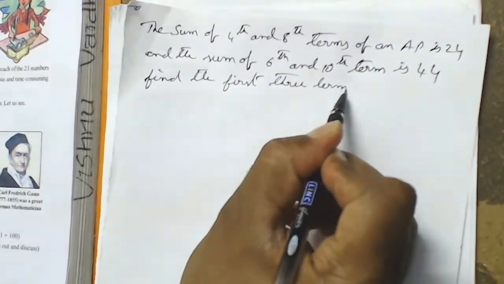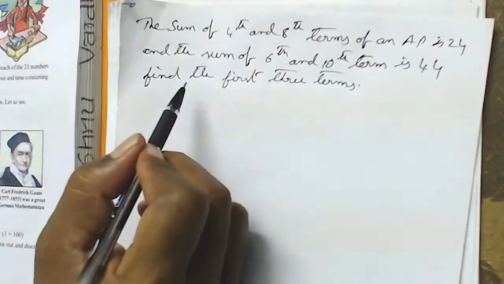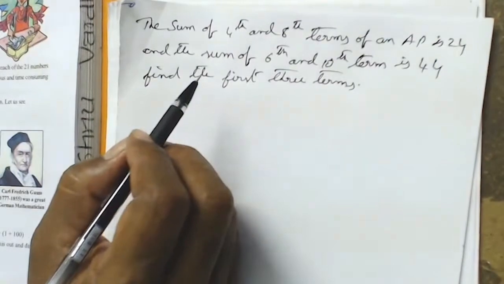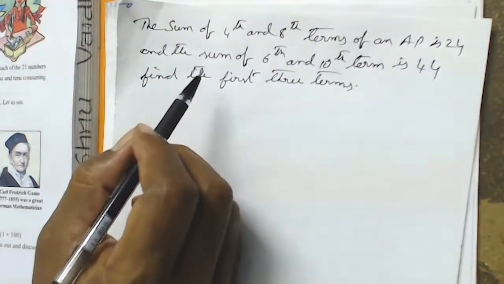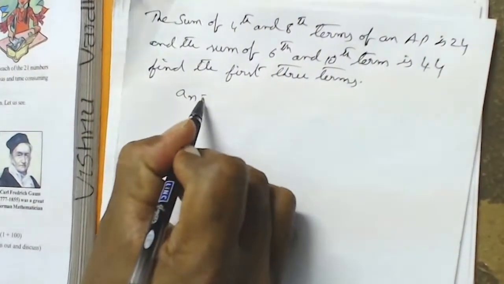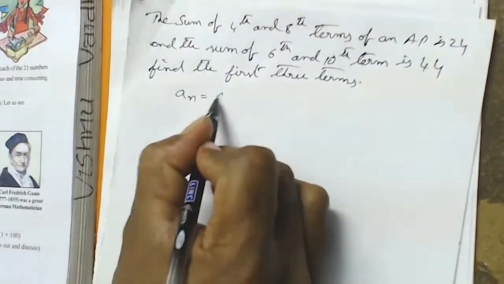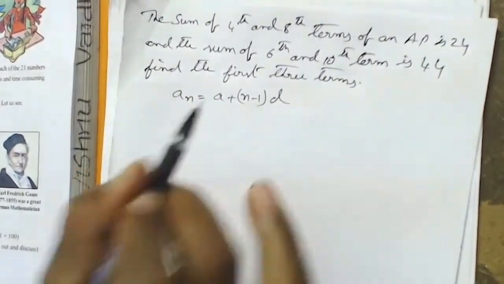How you have to do? It's very important. First you have to read the question 2 or 3 times, then you will understand what he has given. So keep the textbook in front of you. Now the AN formula has to be remembered. AN formula is A plus N minus 1 into D. It is the formula for AN.